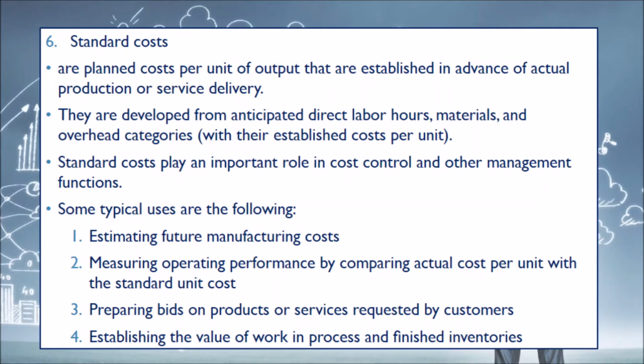Number 1, estimating future manufacturing cost. Number 2, measuring operating performance by comparing actual cost per unit with standard unit cost. Number 3, preparing bids on products or services requested by customers. And number 4, establishing the value of work in process and finished inventories.